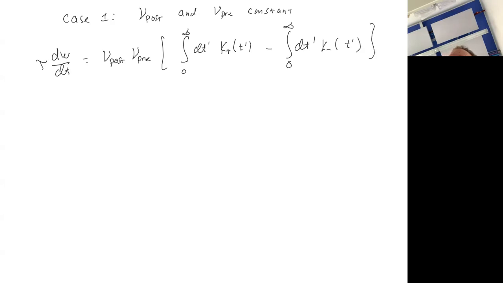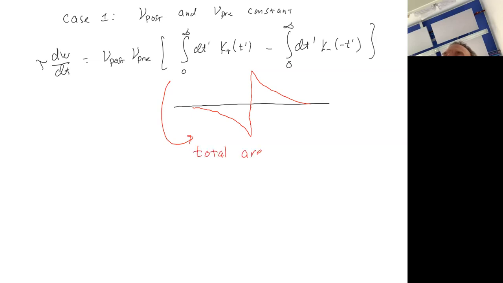Okay, and this is actually equal to, remember our STDP curve looks like this. So this quantity here is the total area under the STDP curve. And that kind of makes sense, right? If you have more potentiation than depression, the weight's going to go up. If you have more depression than potentiation, the weight's going to come down.